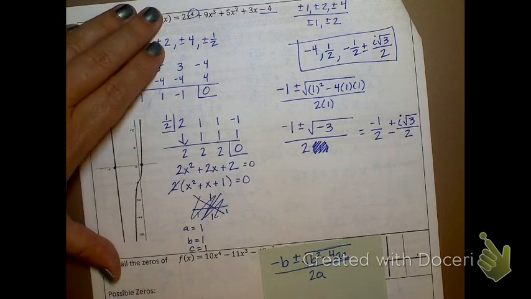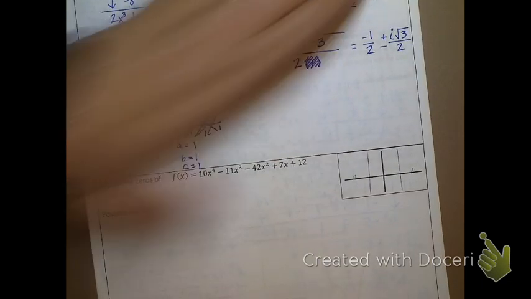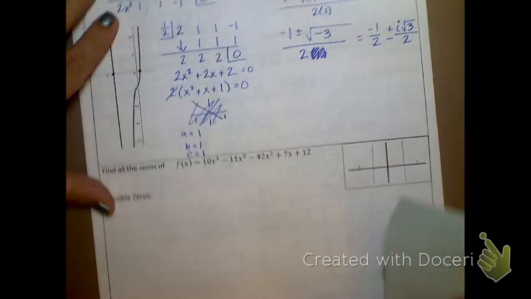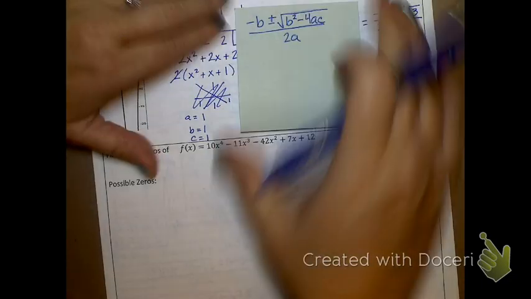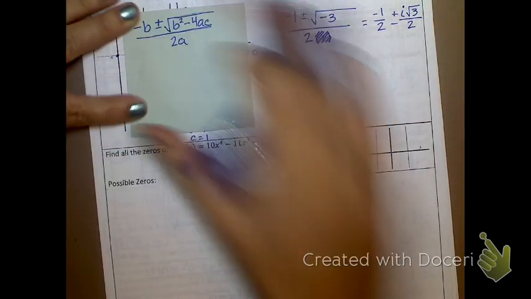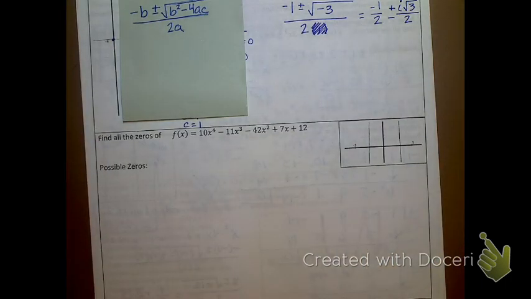Should I turn you loose to try the last one on your own? No. Yes. Let us. No, please don't do that to us. How could you? Okay. Fine. I won't turn you loose. But I am going to turn you loose to come up with your list of possible zeros. Can you at least do that for me? No.